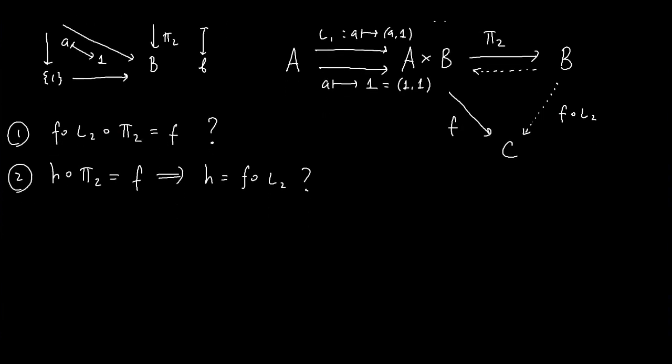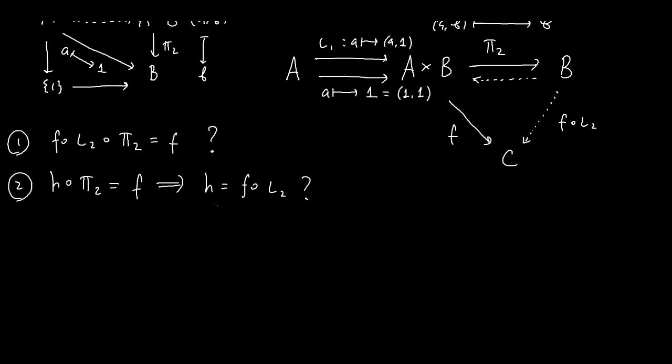So let's first check the first one. Maybe let's first check the second one because it's easier. I take an element, so I'm assuming this left-hand side equality holds. We're actually going to make use of the fact now that pi2 is a surjection, hence an epimorphism, and hence the uniqueness of this arrow. Element-wise, this means that if I take H of B, I want to prove it's equal to F of iota 2 of B.